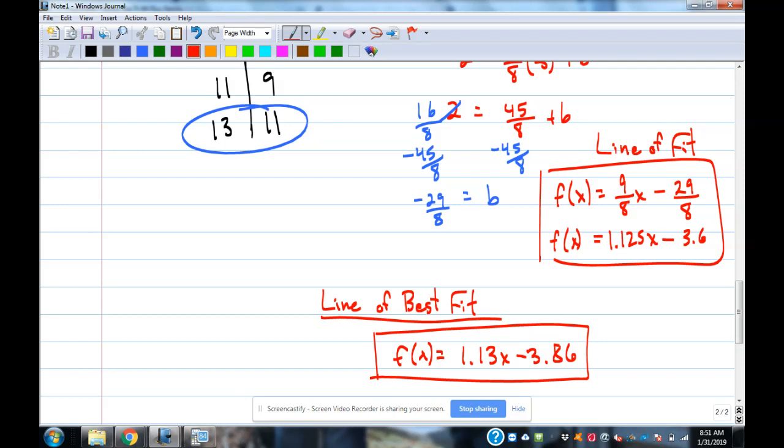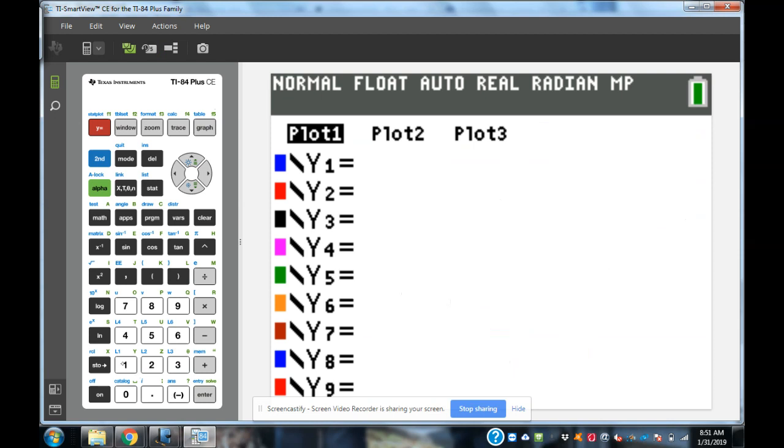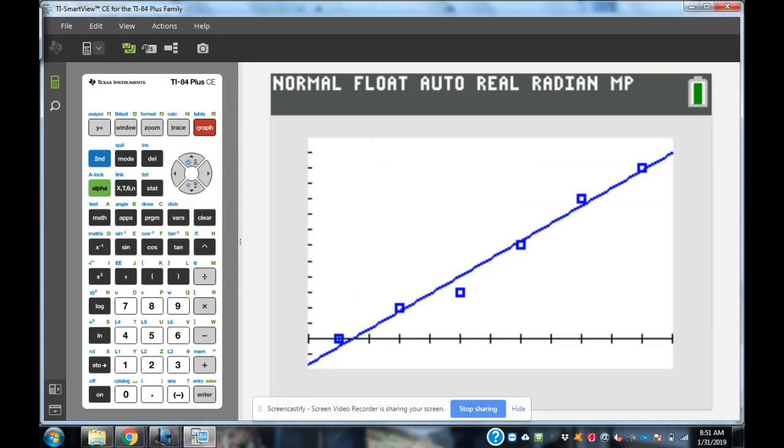All right. So, line of best fit, that is the best fitting line. And if you wanted to graph that onto your scatter plot, you can. Y equals 1.13x minus 3.86. Hit graph. And there's that line going through that scatter plot. So we can see that it does fit fairly well on there.